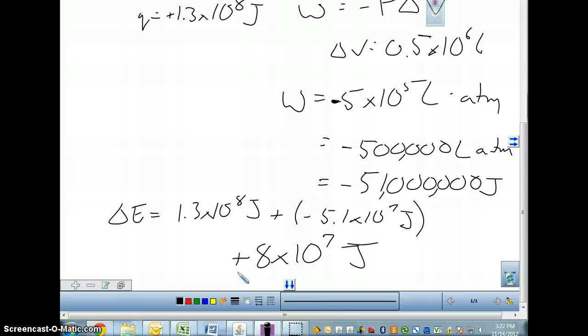Again, this is example 6.3 off of page 247.